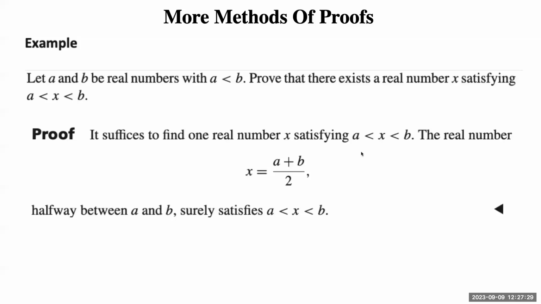The number I'll use is the midpoint. Remember, the midpoint between two numbers is the sum of the points divided by 2. Since it's a midpoint between A and B, this is guaranteed to be greater than A and less than B. So there's my one example. That's all I had to find. So it'll work for any values A and B that satisfy the fact that A and B are real numbers and A is less than B.